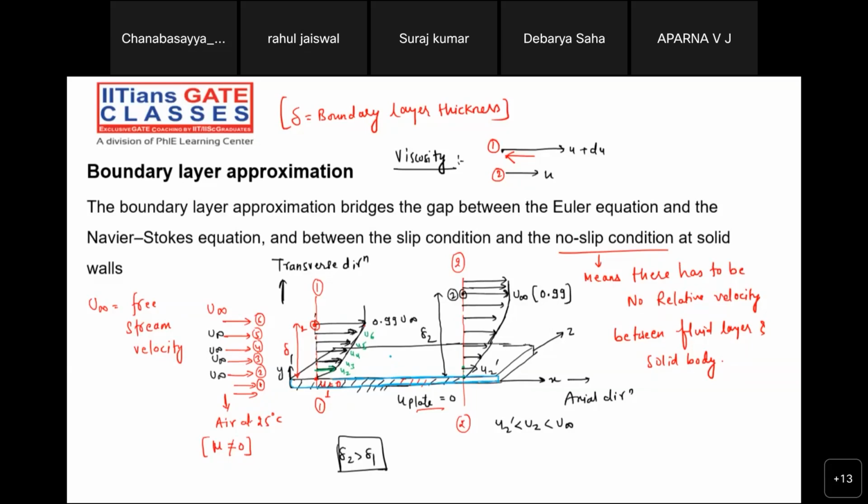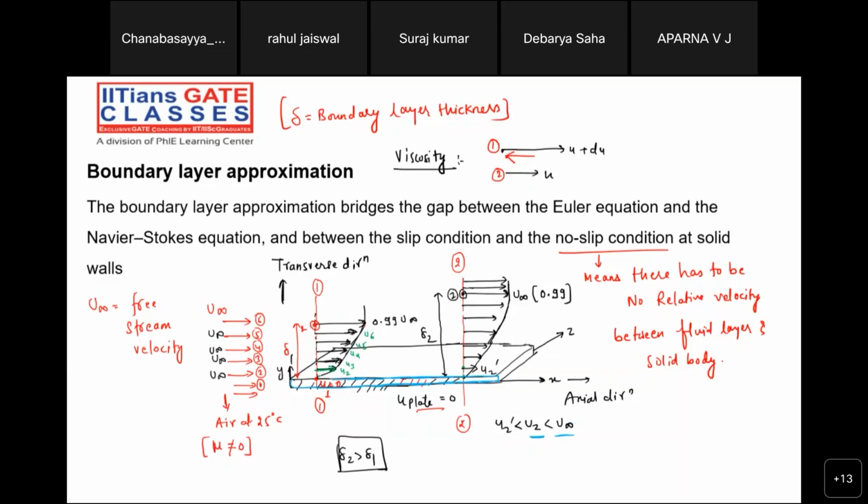Every fluid has some kind of property. That property is called viscosity. Because of that viscosity, they offer some kind of resistance to the adjacent fluid layer. And that's the reason the first fluid layer offers some resistance to the second fluid layer, so that they will not be able to move with the velocity called u infinity. They will be moving with the velocity u2, which is lesser than u infinity.